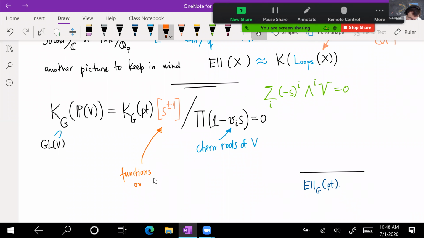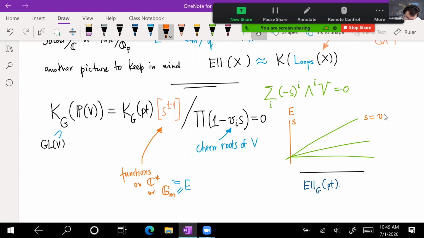On C star, or G, or the multiplicative group of a field. And so I add one more copy of E. So this is IE, that is to say, this is my curve E. And then I have a scheme where this has coordinate S, and my scheme kind of looks like that. So it's a union of things where S is equal to VI inverse.